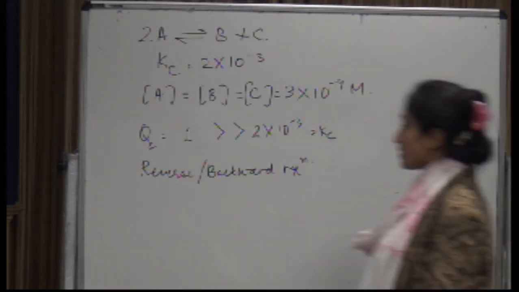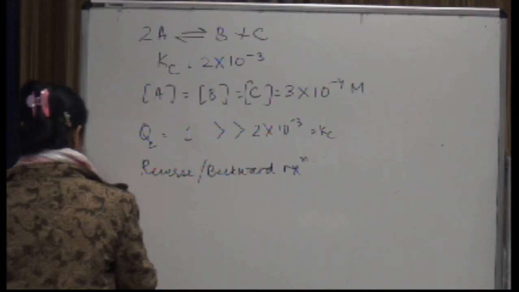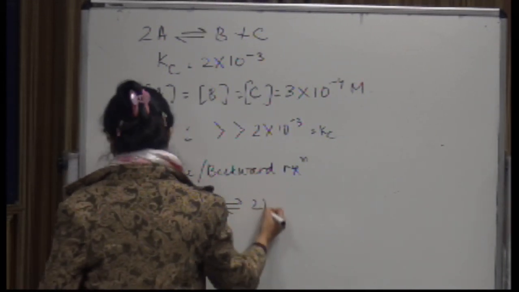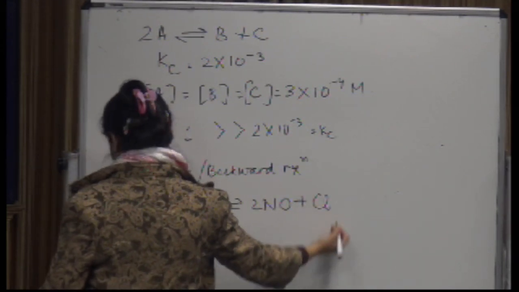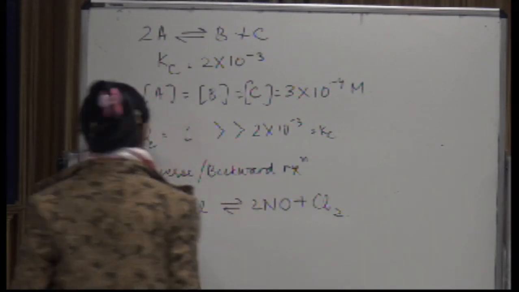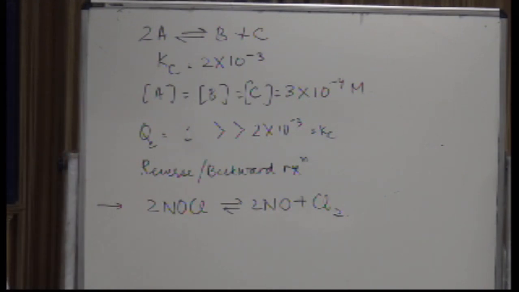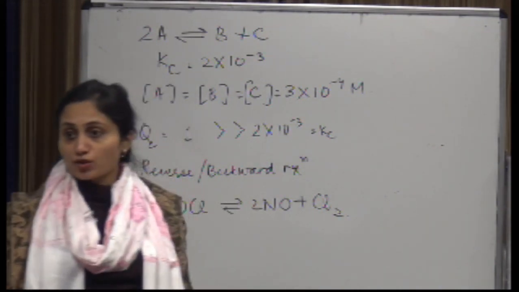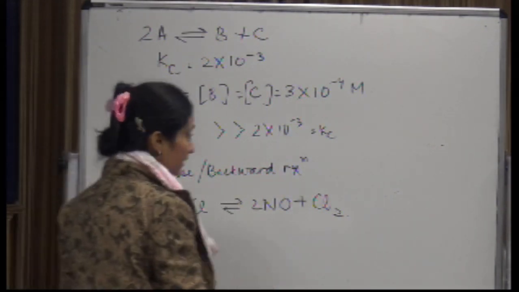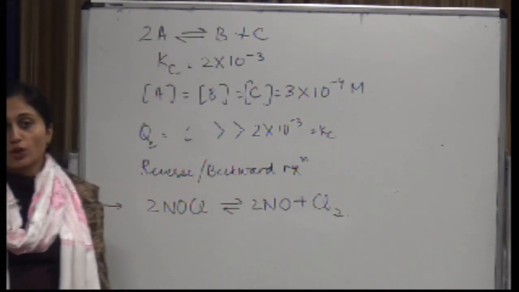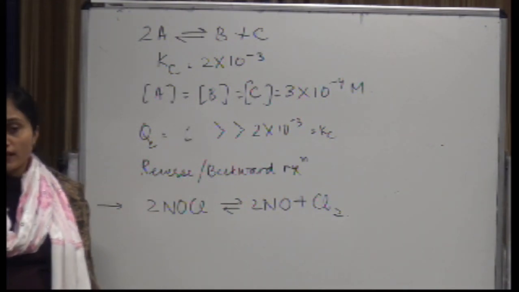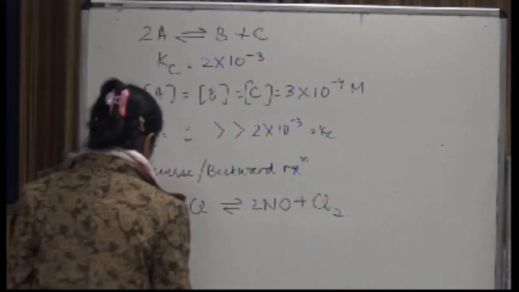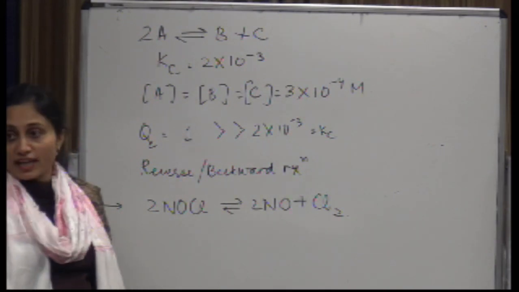Let me take up some more questions from the previous things also so that nothing is left out. Say if you have 2NOCl giving 2NO plus Cl2, another question. This question is simple. Now you know if Q is less than K, then the reaction will be forward. If Q is greater than K, the reaction is backward. So remember, Q less than K means it is forward. Where K is more, there the reaction is forward, that's all.